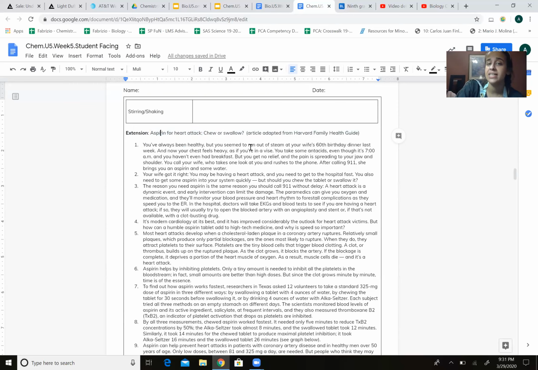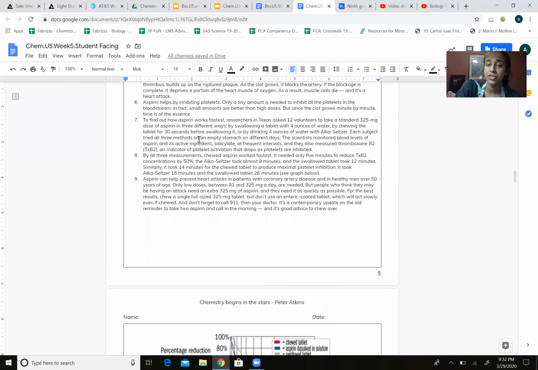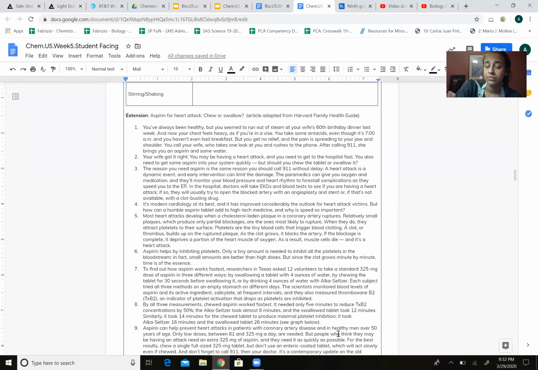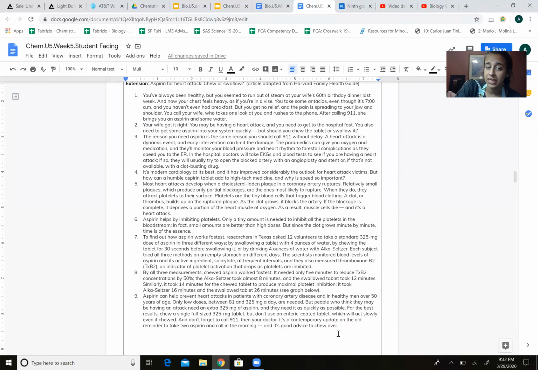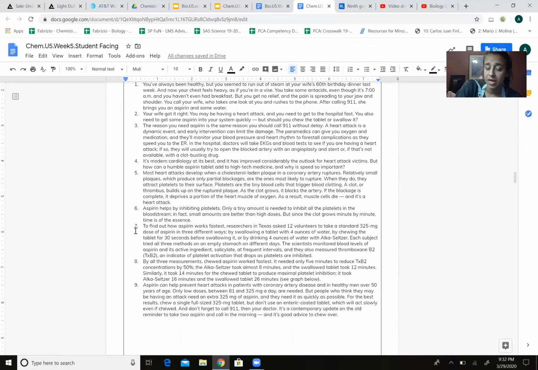Aspirin for heart attack: is it better to chew it or just to swallow it? This is an article adopted from a Harvard article. You guys are going to read what's on page 5, just a little scenario. At about number 5 and 6, it starts telling you what's the science, what's the chemistry behind aspirin and what's going on.